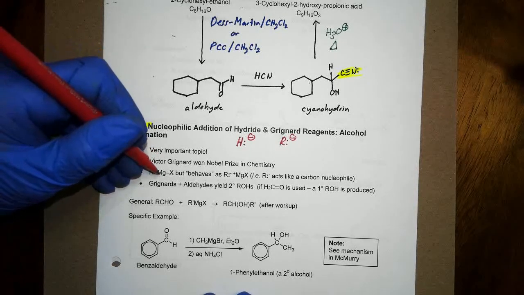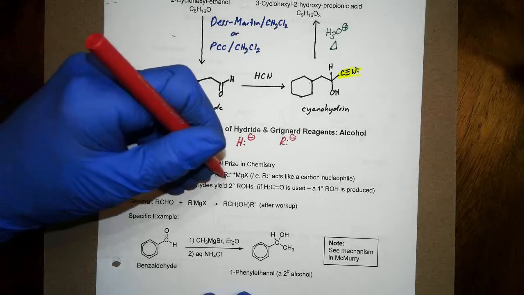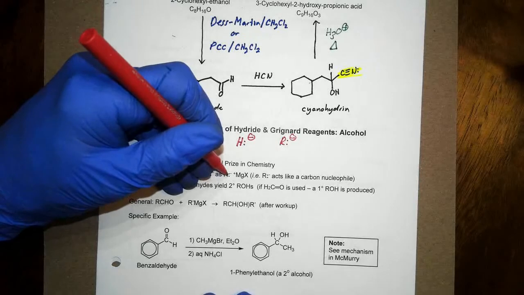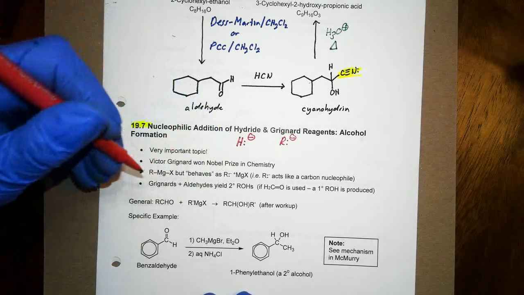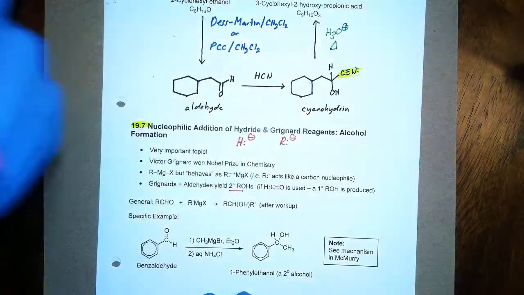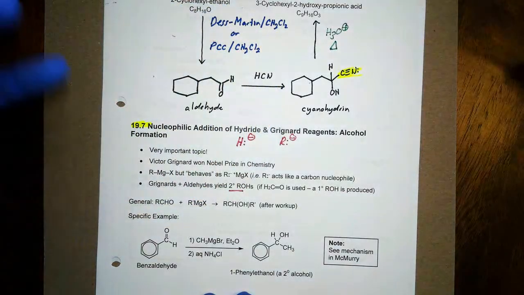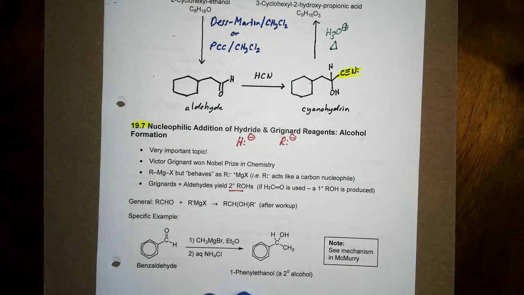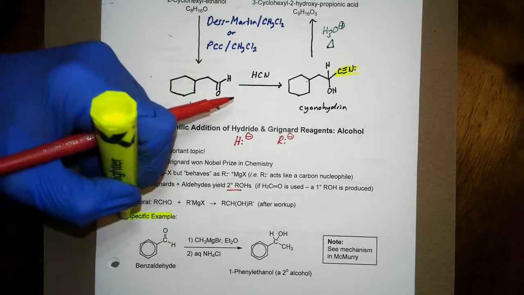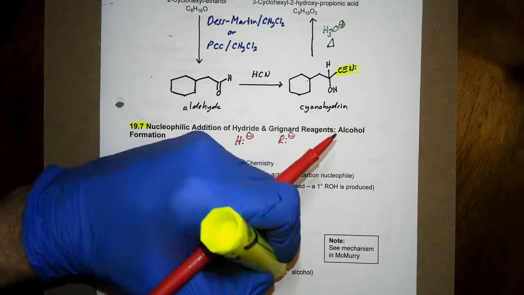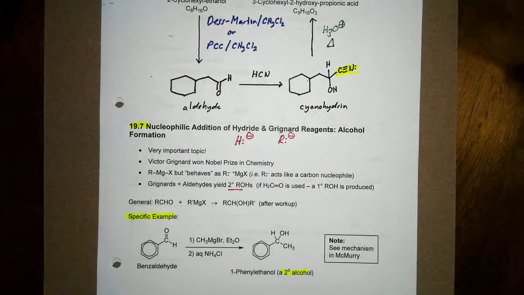We learned that Grignard reagents behave as if they were salts with a nucleophilic carbanion, and that's what attacks your electrophilic carbonyl. We've learned that Grignard plus aldehydes give us secondary alcohols, and we also learned that Grignards plus ketones give us tertiary alcohols, and Grignard plus esters give you tertiary alcohols too. So here was a specific example of that, where we went from benzaldehyde to 1-phenylethanol. This is an example of going from an aldehyde to a secondary alcohol by choice of Grignard.